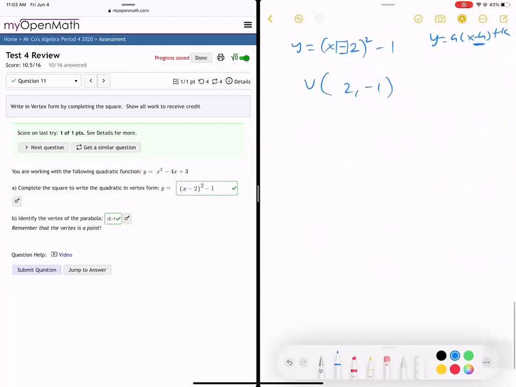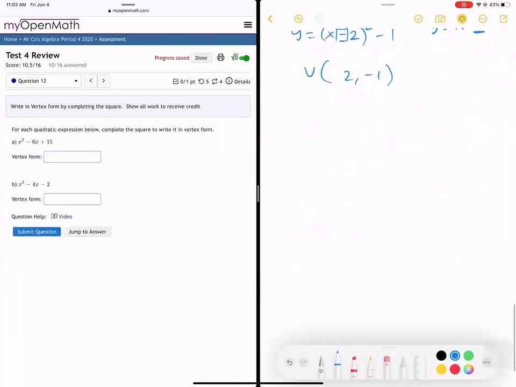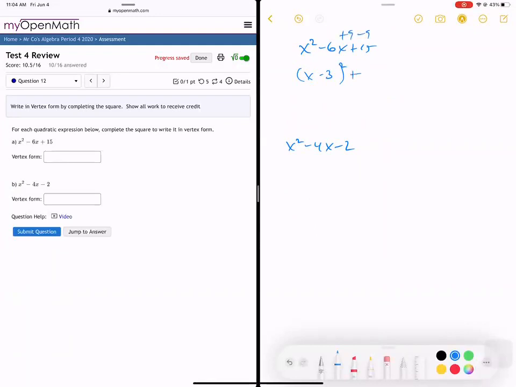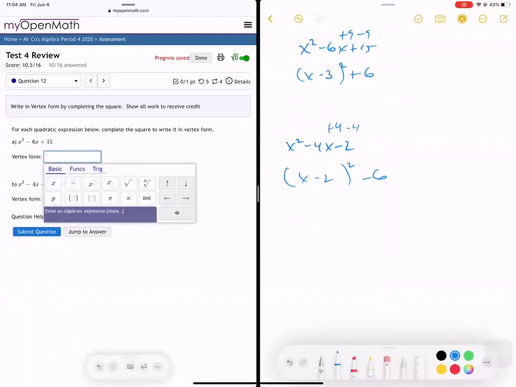Okay, let's keep on going. Next question. All right, so we're going to do vertex form for both these questions: x squared minus 6x plus 15 and x squared minus 4x minus 2. To complete the square, x minus 3 squared plus 9 minus 9, and then we get a number plus 6. X minus 2 squared plus 4 minus 4 minus 6. That's how fast it is. We always divide by 2 and then square it. Then combine what's left over.